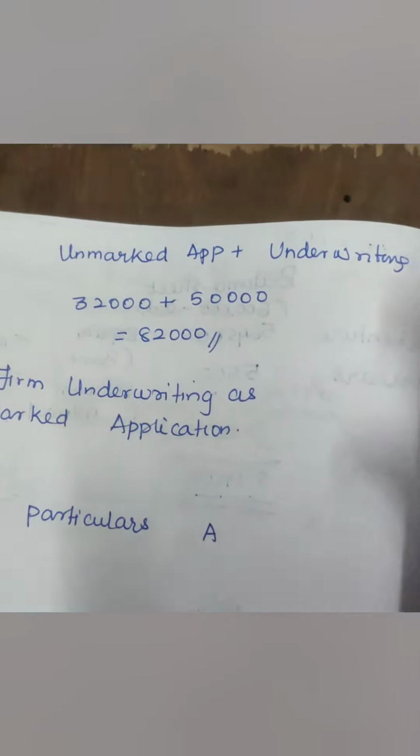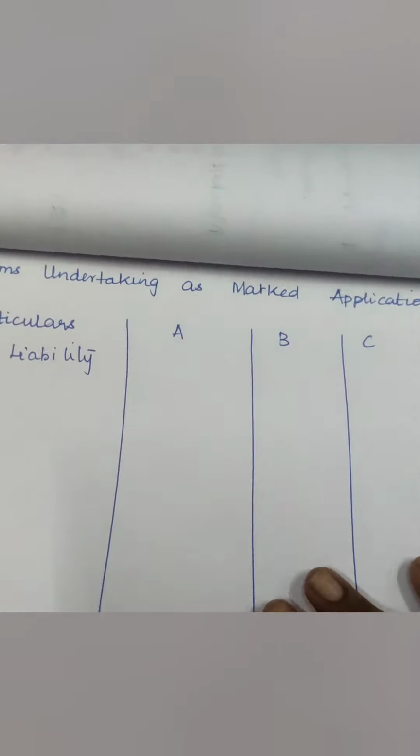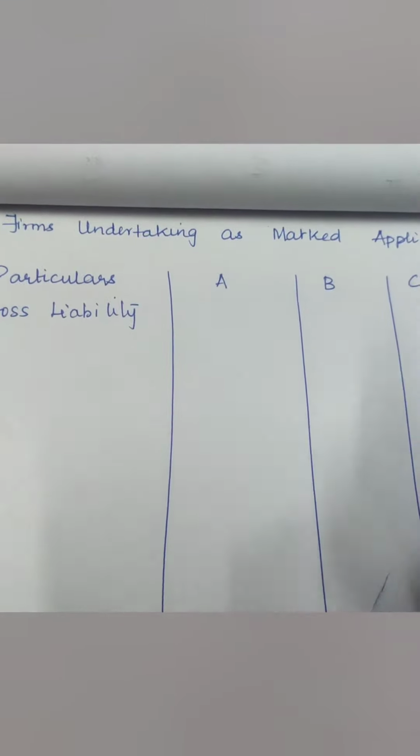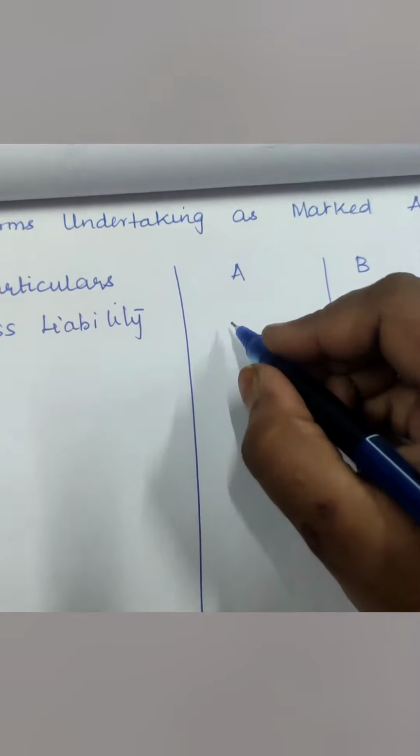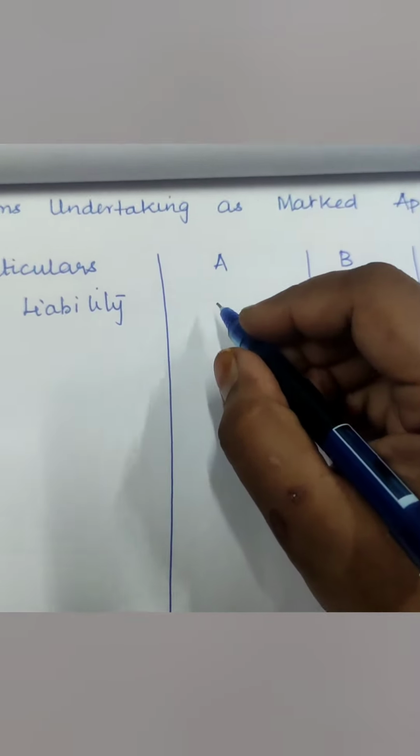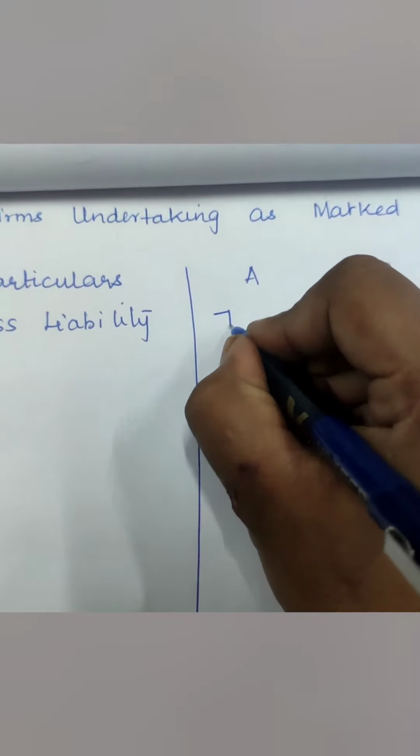Now we'll move on to the calculation of underwriting. First we will go through the marked application, and afterwards we will go for the unmarked one. So first, what are the gross liabilities? It is already written in the question, which is 75,000.